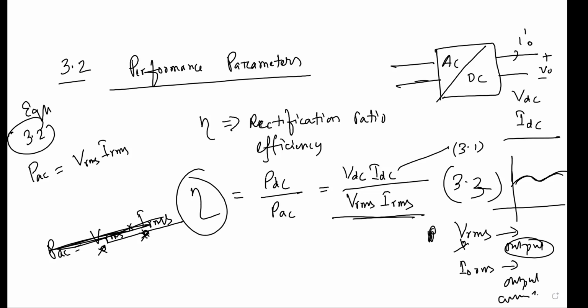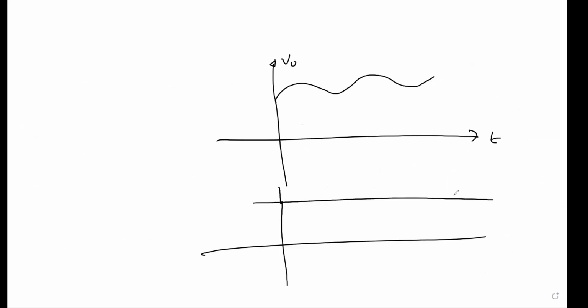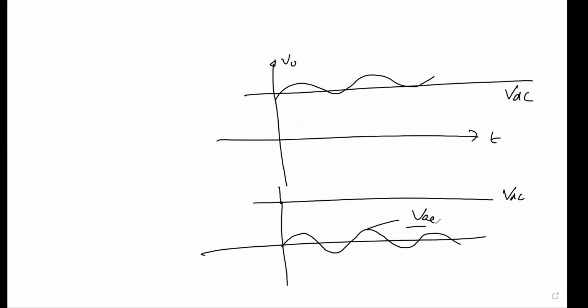Now I'm going to tell you some of the things. As I mentioned, if you have an output voltage like this, V0, as a function of time t, this is your DC component. This is your VDC, and this AC component we can always write down this way. This is your AC component. So how can we find out the RMS value of this AC component?